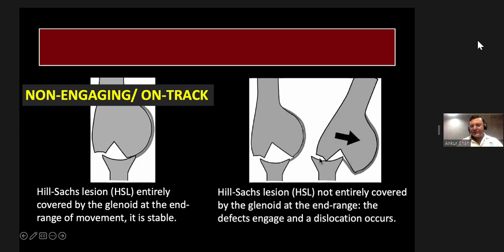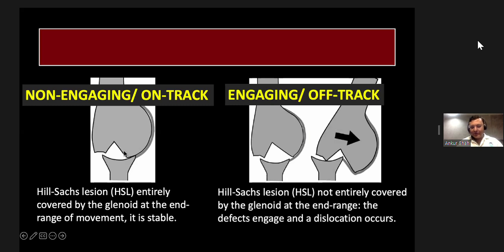What is engaging is when it dislocates. If it gets impacted like here, that is an engaging lesion. When it does not get impacted like here, that is the non-engaging lesion. Right. So these are the more stable lesions. These are the unstable lesions, and in patients who are having off-track lesions, the surgeon might have to do glenoid reconstruction also while they operate on those patients.